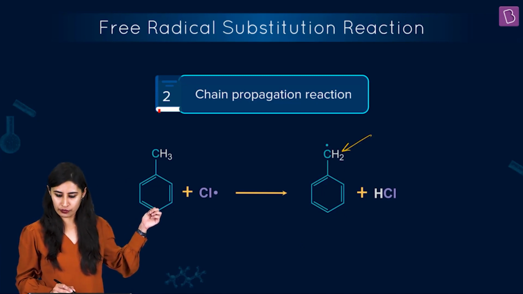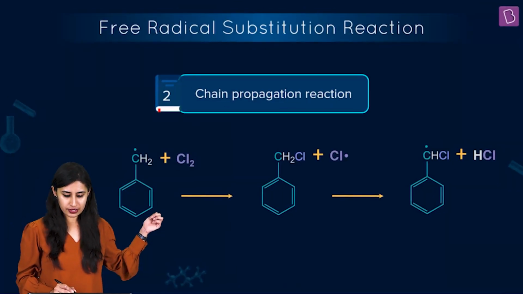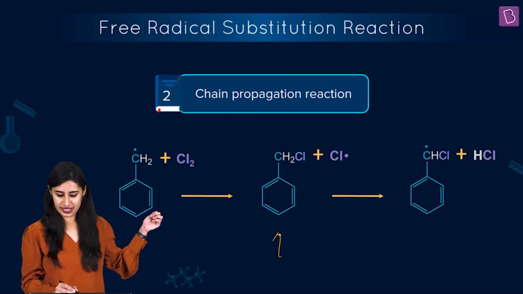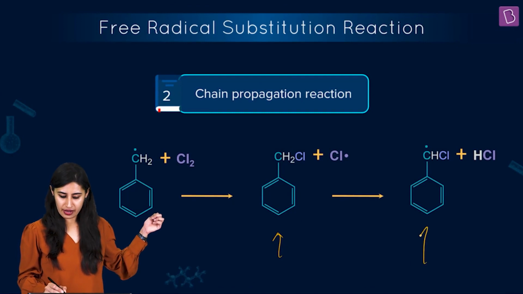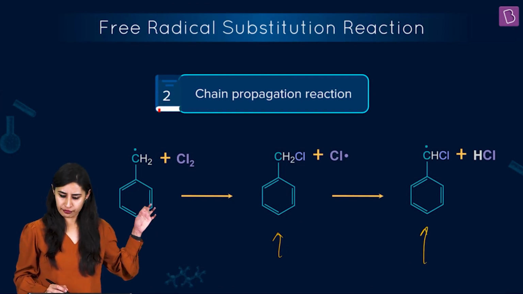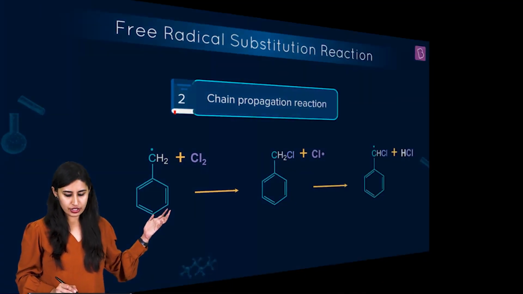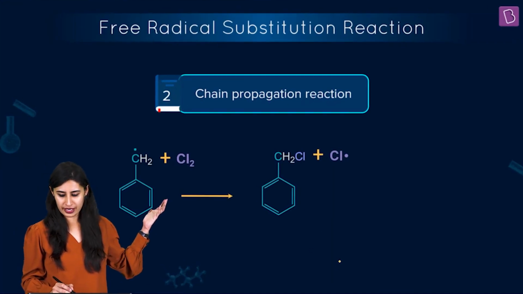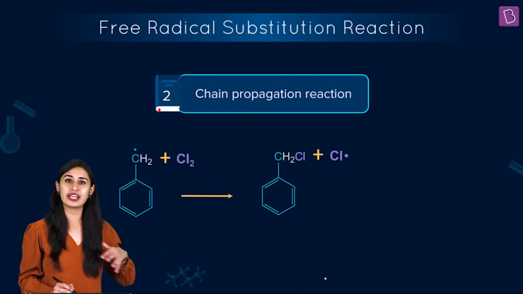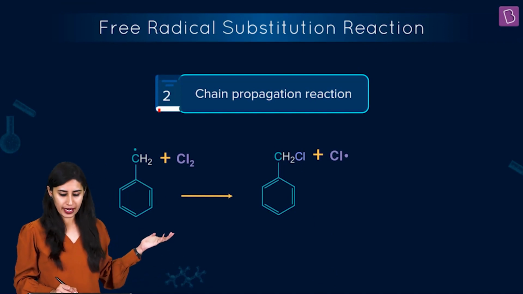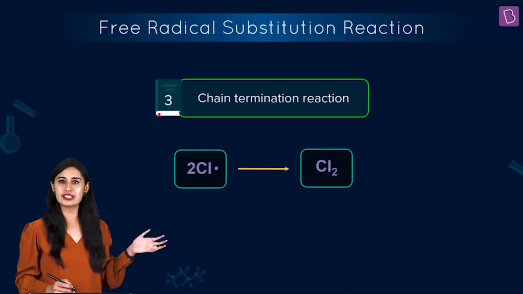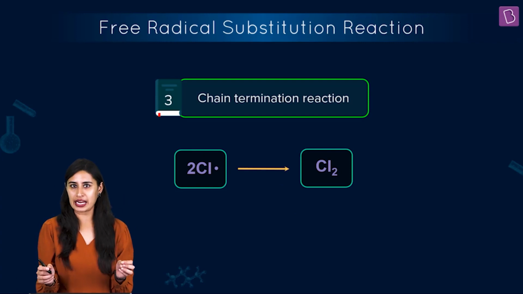Now what do we get? We get the CH2 free radical. And after that, what's going to happen? You can see that we can get CH2Cl, we can get CHCl free radical, and further chain propagation may happen and we may get CHCl2, we may get CHCl3, right? All different possibilities till the time it finally comes to an end.